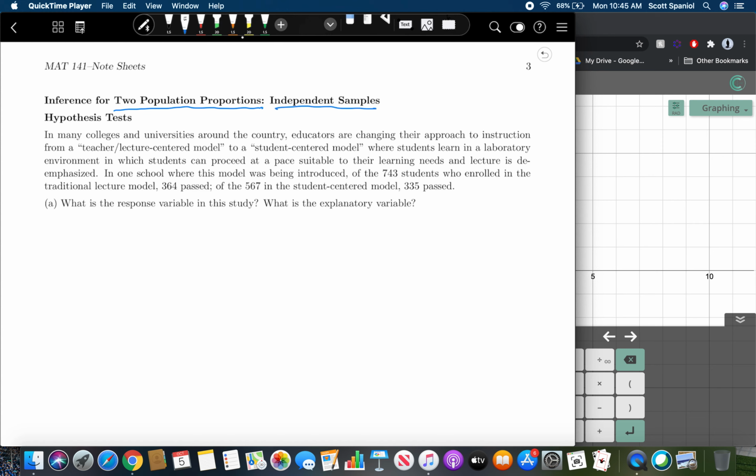So first off, we can notice that this is independent because there's no relationship between the two groups. You just had a bunch of students who took the traditional model and a bunch of students who took the student-centered model. So in this case, what is the response variable and what is the explanatory variable? So remember, the response variable is the variable that is responding to the explanatory variable. So in this case, the variable that is the response is whether or not they pass. So the pass rate is the response variable. And then the explanatory variable is the teaching method.